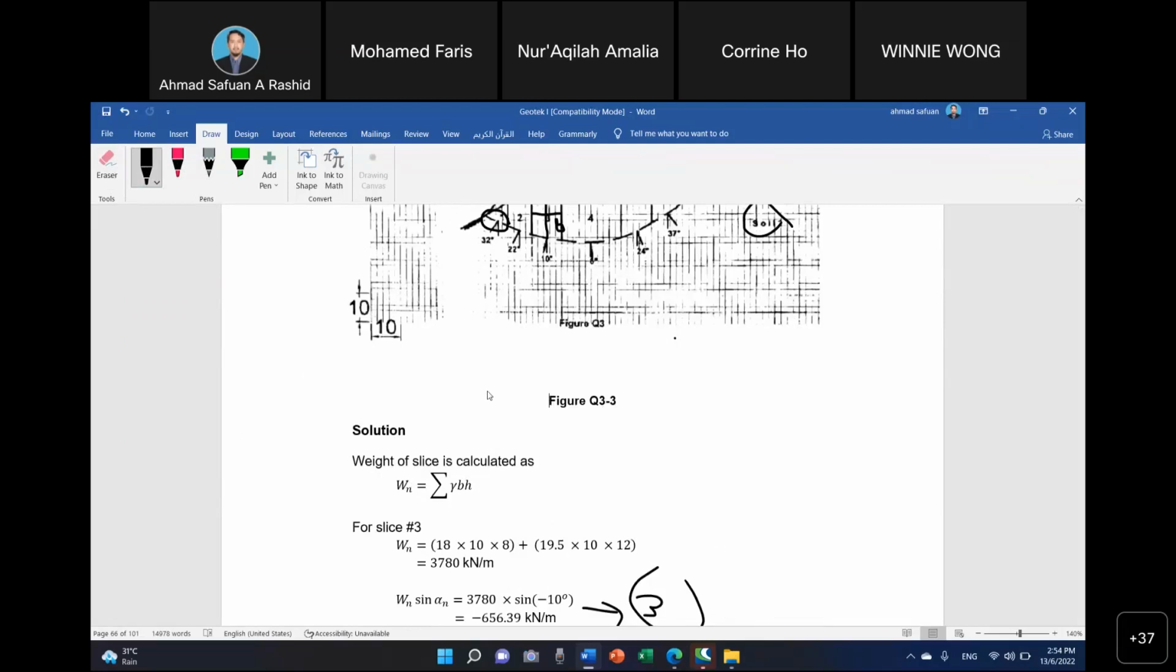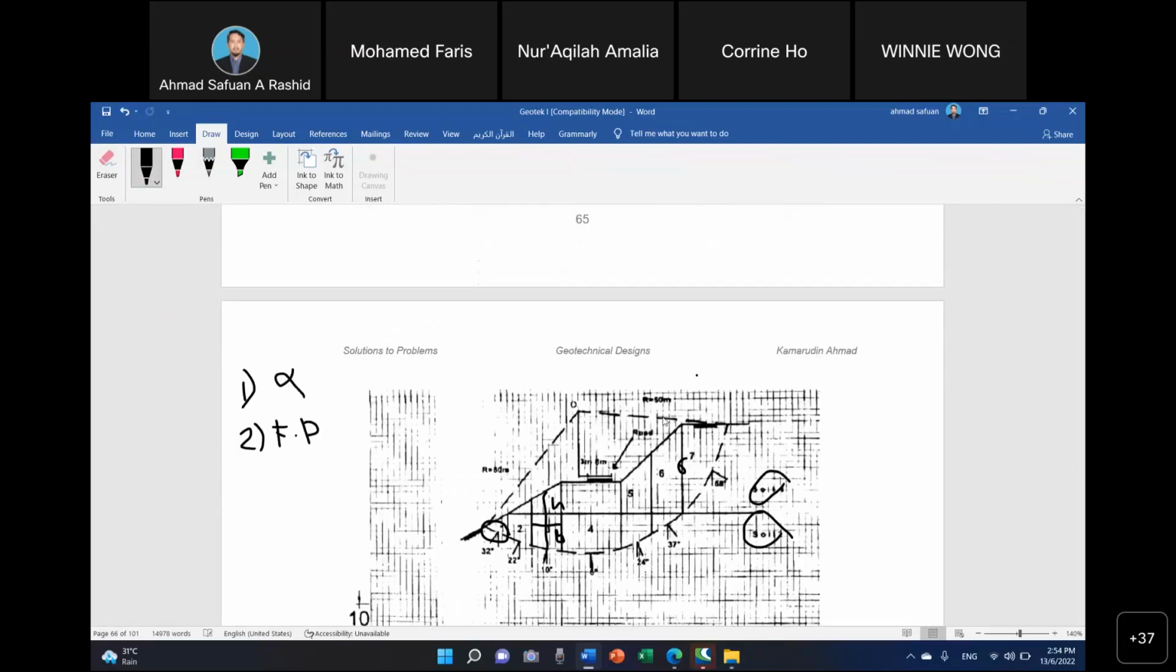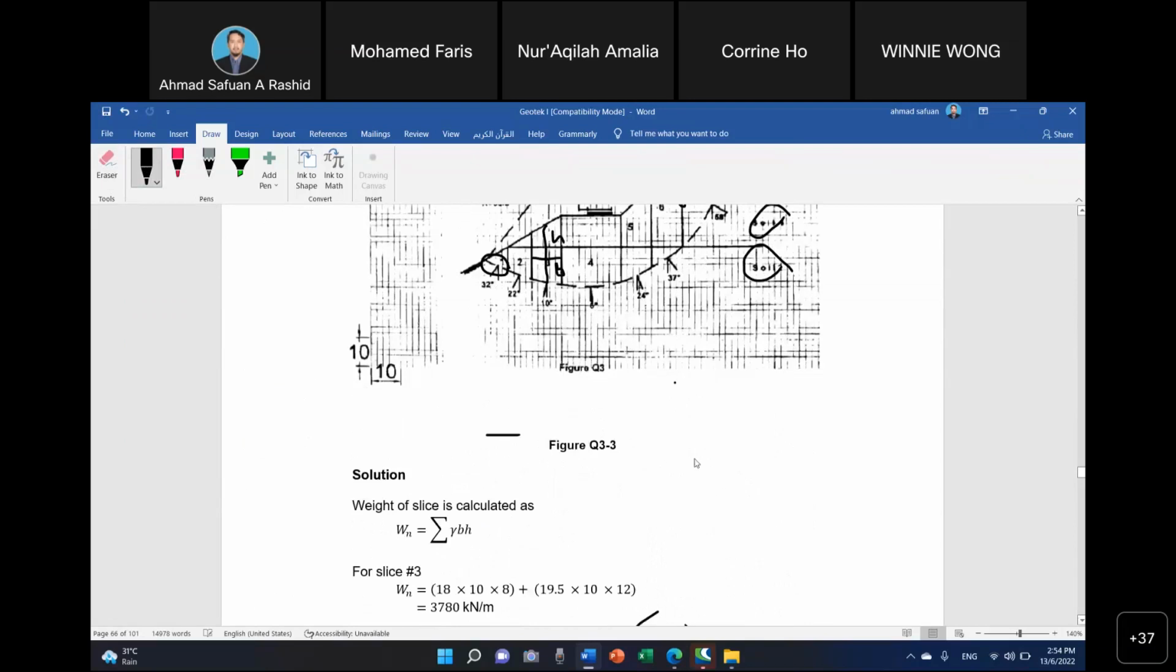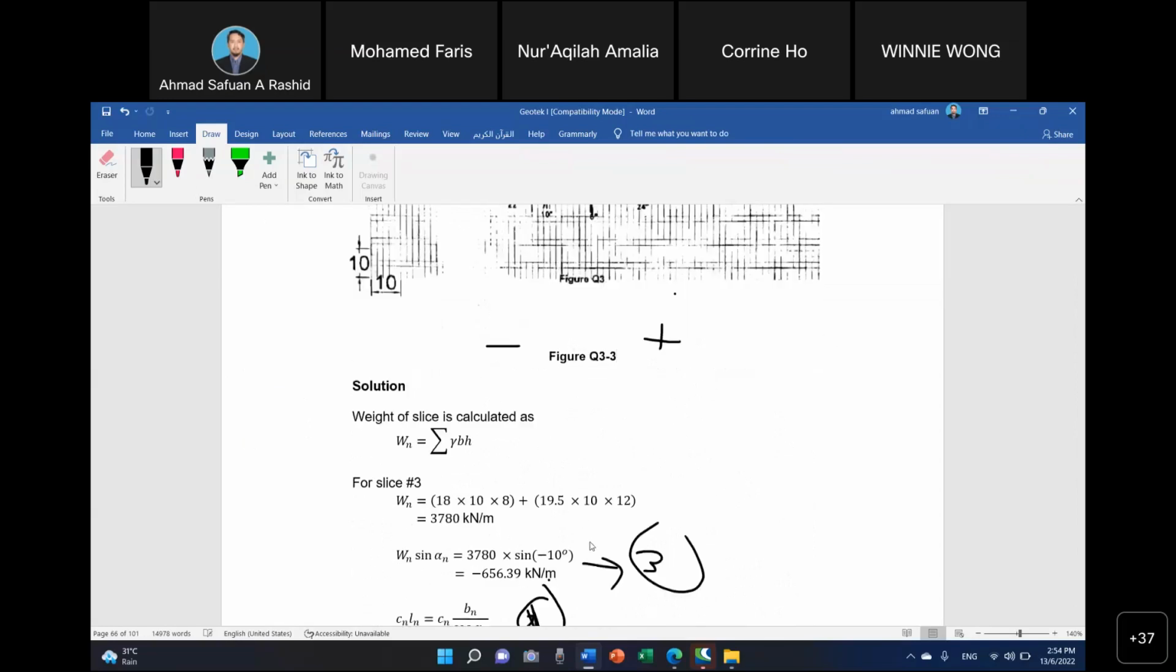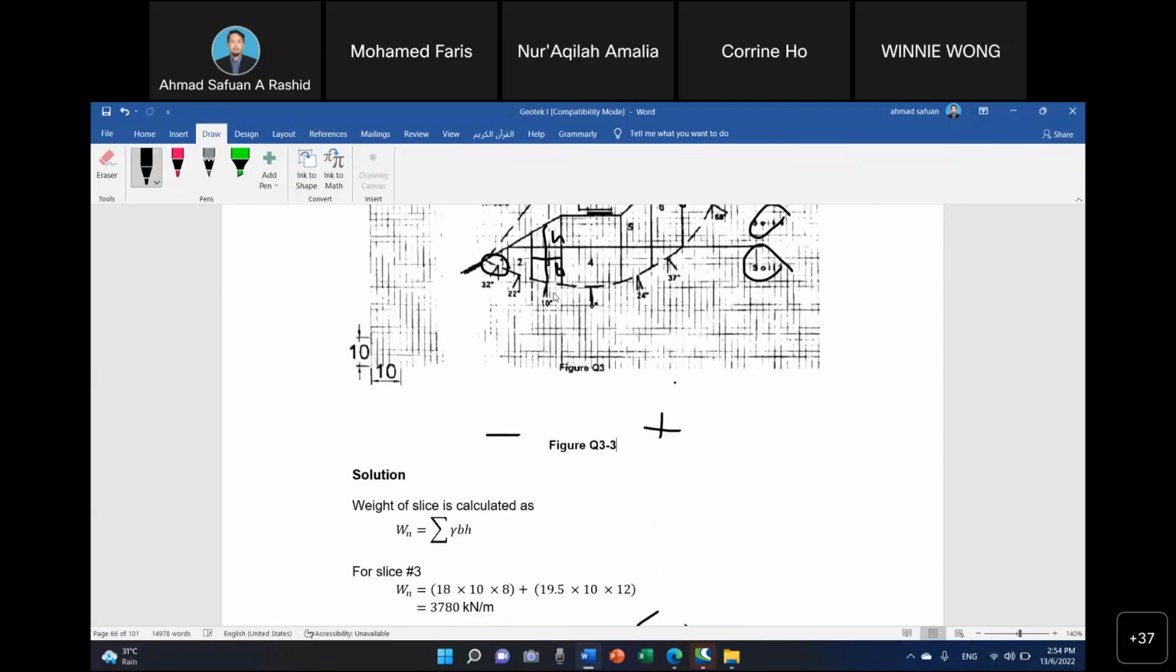Okay, so we may consider as a negative. Meanwhile, if the alpha is on the right from the origin, we may consider as a positive. So for slice number 3, the alpha is on the left, so the author has considered it as a negative. By using the protractor, the value of alpha is equal to 10.